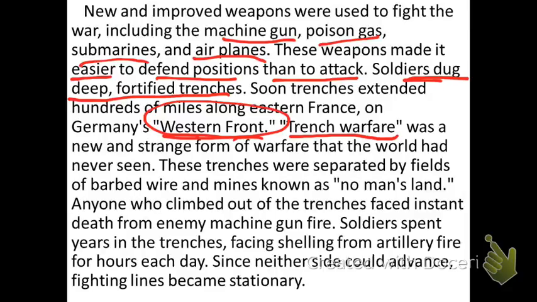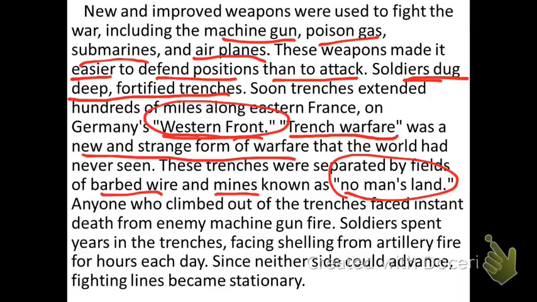Okay, trench warfare was a new, strange form of warfare that the world had never really seen. Now again, had we ever dug trenches before? Yeah, someone had before, I'm sure, in warfare. But nothing as elaborate, nothing as widely established as what we see here. Okay, these trenches were separated by fields of barbed wire and mines known as no man's land. And we'll see some images, if we haven't already, some pictures, some video of that in the trenches as well.